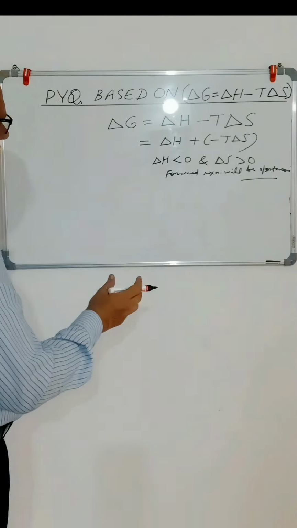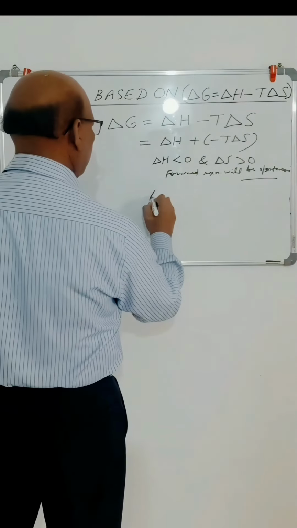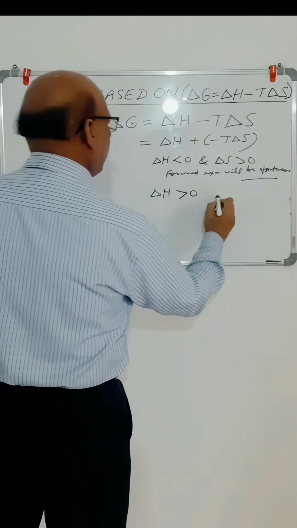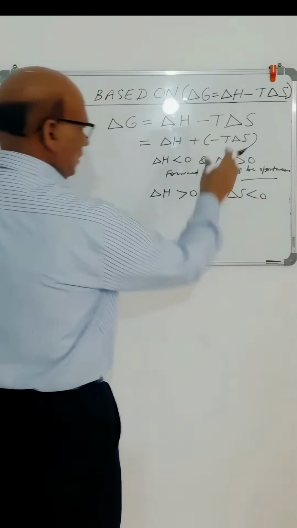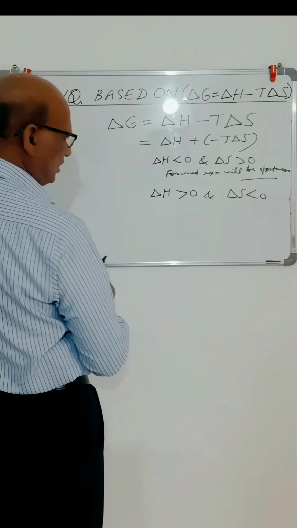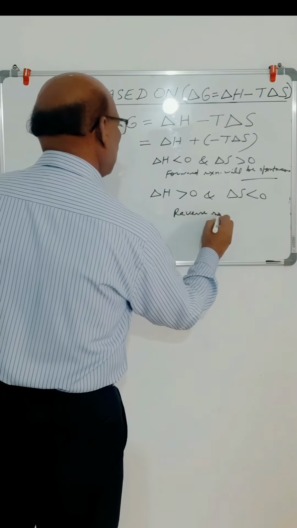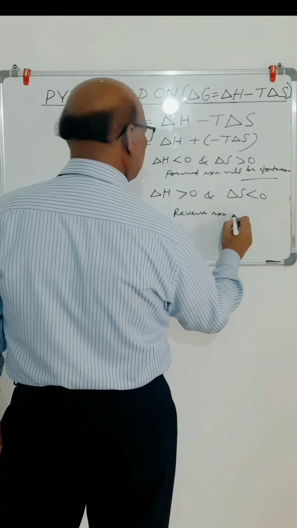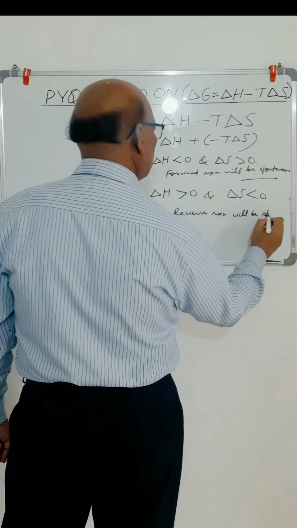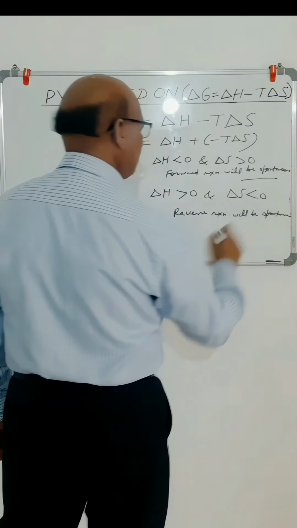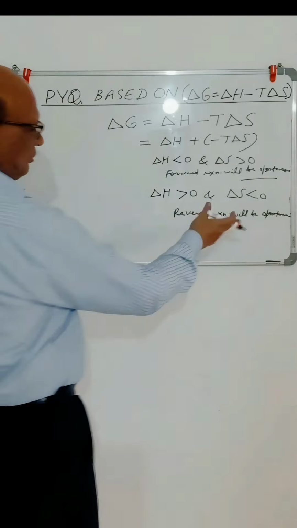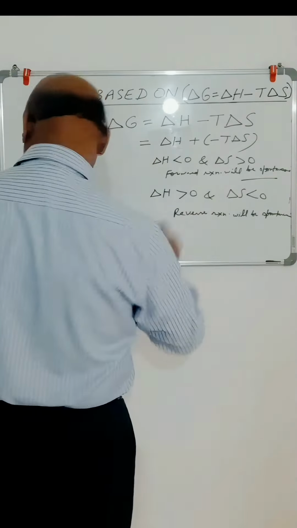Now let us take the second case where both the terms are positive. That means when delta H is positive and when delta S is negative, then we see that both the terms become positive. In this case, the reverse reaction will be spontaneous and the forward reaction will be non-spontaneous, whatever be the temperature. So these are the two extreme cases.